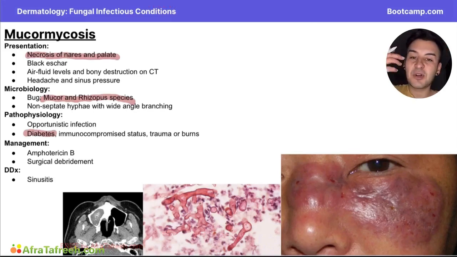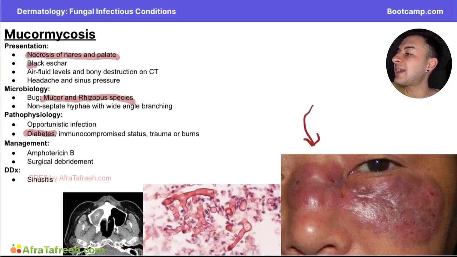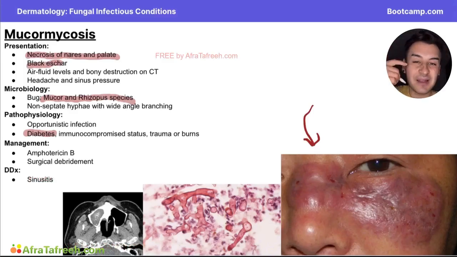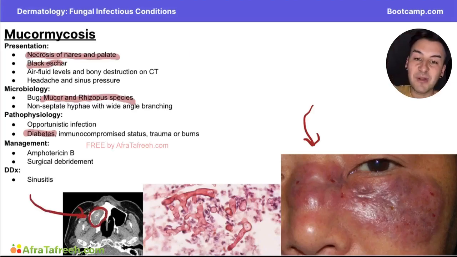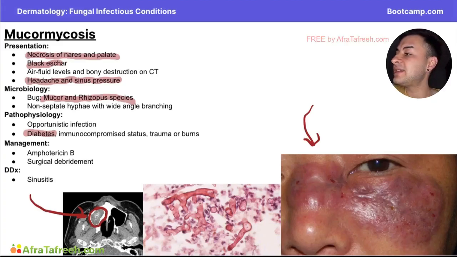So classically, this necrosis over the nose area, which you can see demonstrated here, is going to be associated with a black eschar. And it's also going to have really intense destruction of the nasal palate and the bone and the cartilaginous features that you can appreciate on CT. So if we look here in CT, we see this big lake of inflammation and destruction from this mucor infection. Super important. It's going to present as headache and sinus pressure, as well as these skin findings, this purple-black eschar over the nasal bridge area, and is also going to almost always be mentioned with some type of immunocompromised status. So that's either going to be DKA, some sort of HIV/AIDS, or some sort of trauma or burn to this area here.